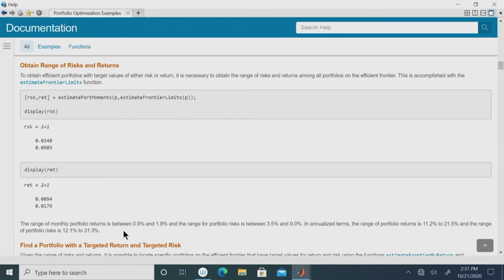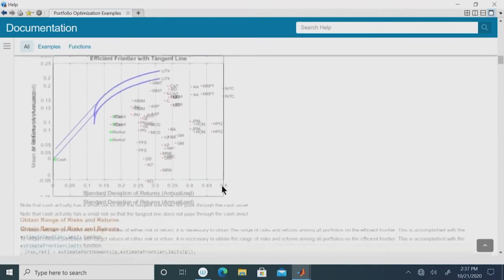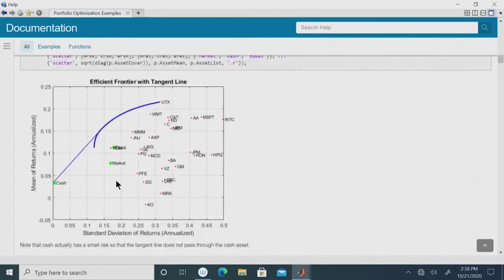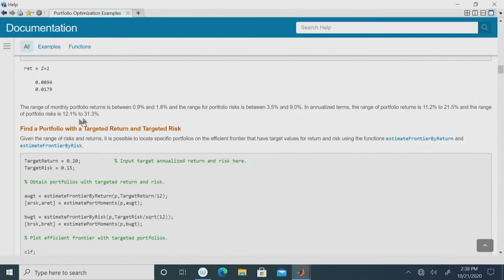If you observe carefully, here we say that the monthly portfolio returns are between 0.9% and 1.8%. Remember that this efficient frontier is based on the monthly returns of the individual assets. So the return from the bottommost end of the efficient frontier to the topmost end ranges from 0.9 to 1.8%. Similarly, the risk ranges from 3.5 to 9%. In annualized terms, this means it will range from 11.2% to 21.5%.